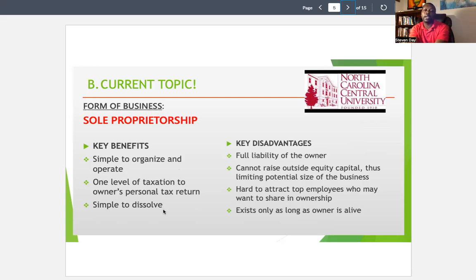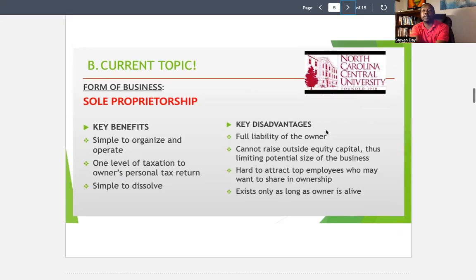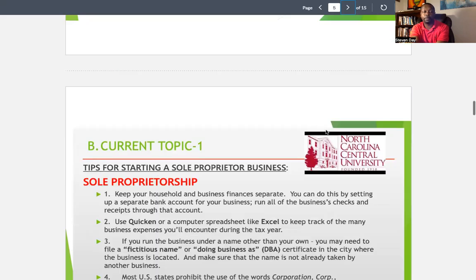Key disadvantages: full liability of the owner. So that means you're responsible if anything goes wrong as far as taxes. Cannot raise outside equity capital. Hard to attract top employees who may want to share in ownership, and it exists only as long as the owner is alive. So with a corporation, it could live for decades and decades after the founder or the owner. But a sole proprietorship is dissolved once that sole proprietor dies, unless it's passed on to a family member.